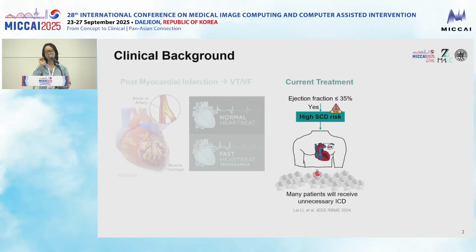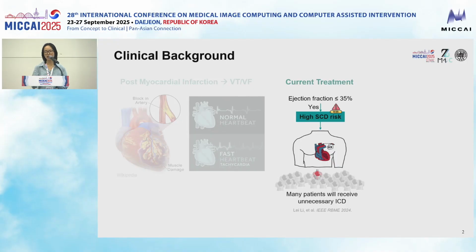So clinically, the doctor will implant a defibrillator inside the body for these patients if they think they are at high risk for sudden cardiac death. As you can see, it's an invasive device, right? So we need to make this decision very carefully. However, currently the doctor decides based on just one simple metric, the ejection fraction. If this metric has a value lower than 35%, then they will implant a defibrillator.